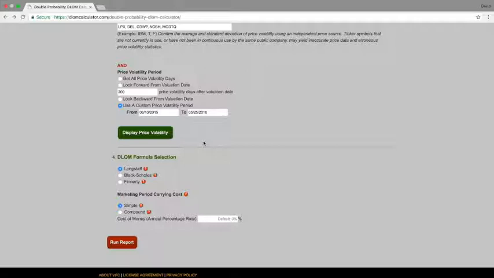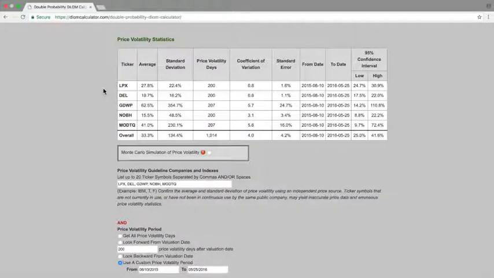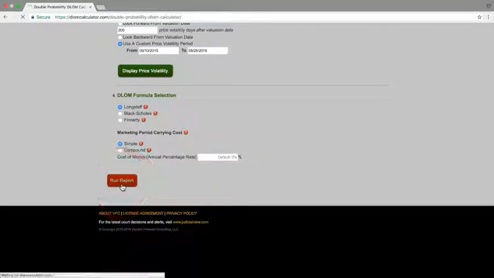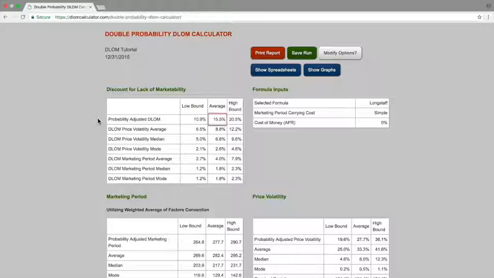Entering those dates into the Custom Price Volatility fields and clicking the Display Price Volatility button again updates the Price Volatility Statistics table. After clicking the Run Report button again, we find that the recalculated probability-adjusted DLOM is 15.5%.